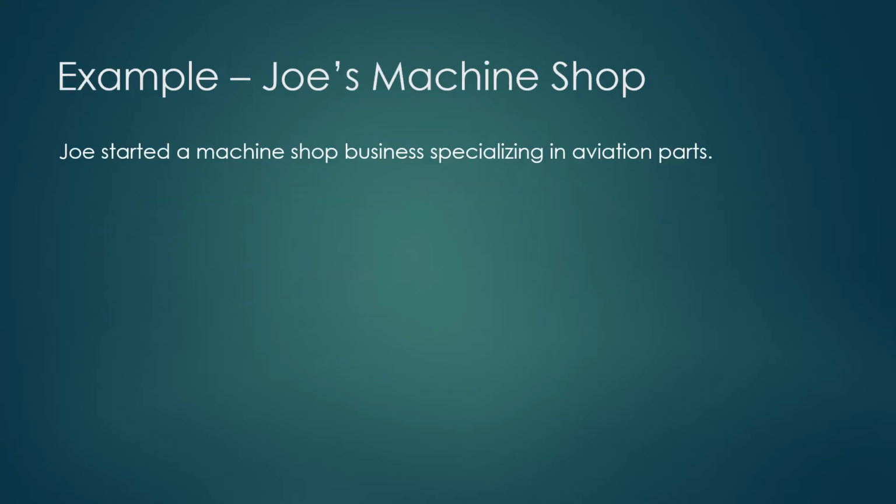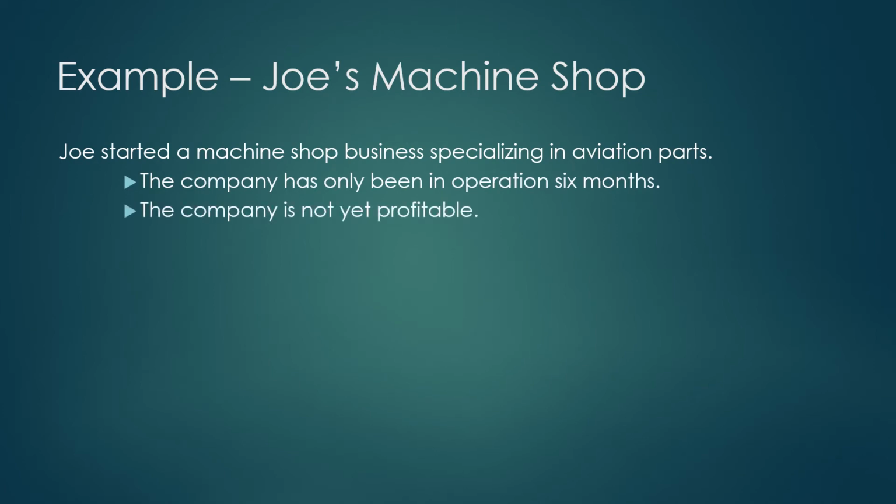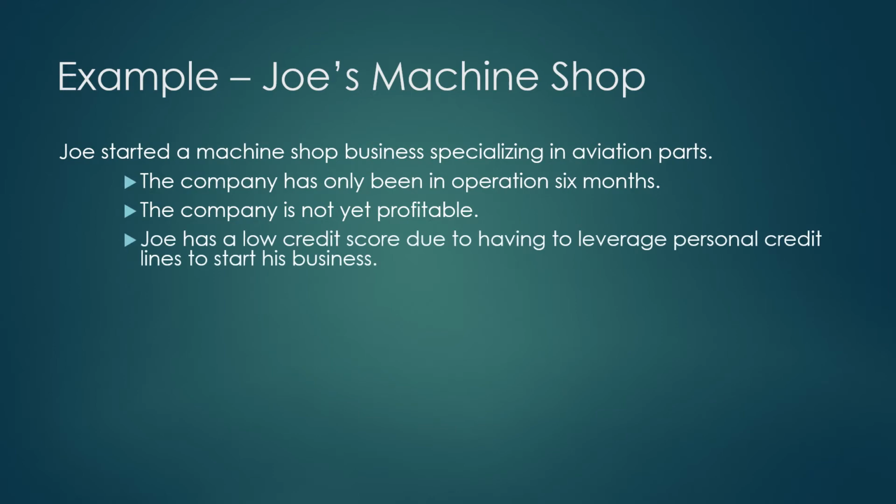Let's use an example. We'll take a fictional company called Joe's Machine Shop. So let's look at the assumptions. Joe started a machine shop business specializing in aviation parts. The company has only been in operation for 6 months. The company is not yet profitable. Joe has a low credit score due to having to leverage personal credit lines to start his business.